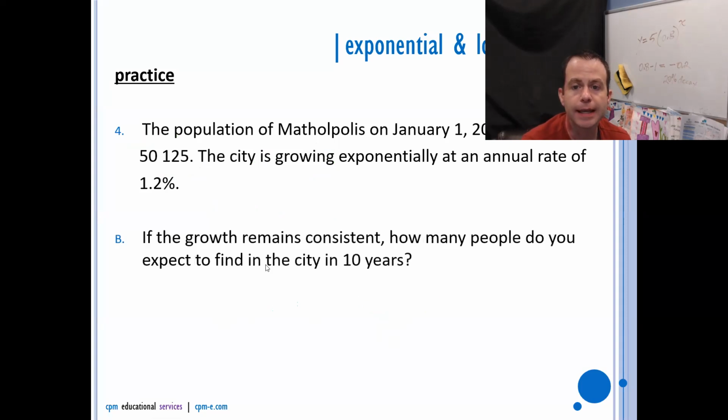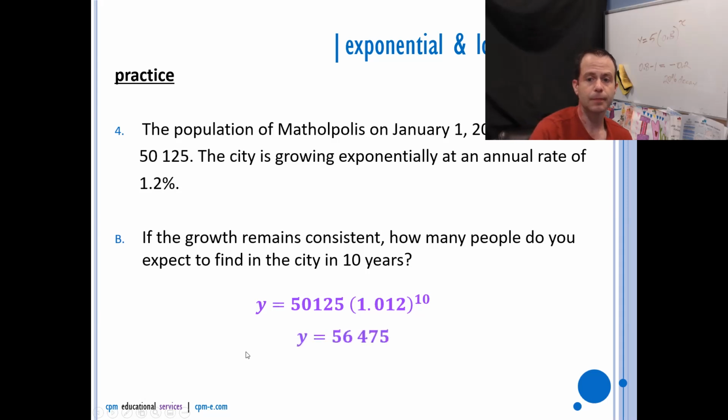All right. If the growth rate remains consistent, how many people do you expect to find in the city in 10 years? So again, we go back to asking ourselves, okay, now that we're dealing with an equation, have I been given X and asked to solve for Y, or have I been given Y and asked to solve for X? Well, 10 years is my X value, and I'm asked for the final population. That's the Y value, okay? So I plug 10 in for X, and then I just type it into my calculator, and I get 56,475 people. Okay.